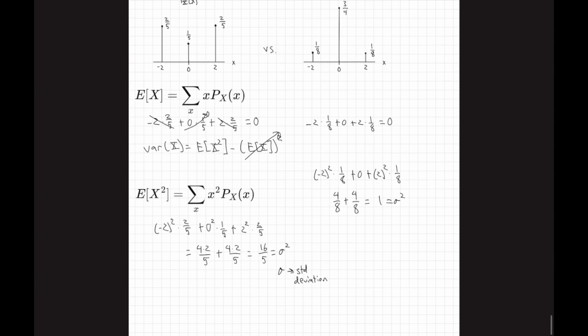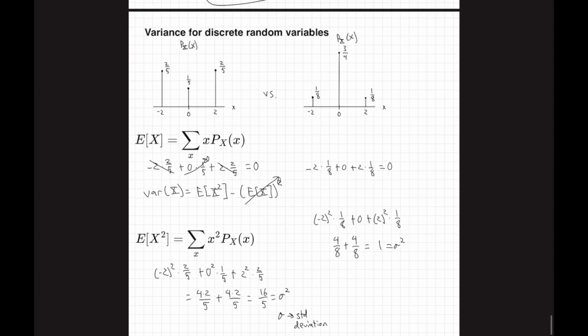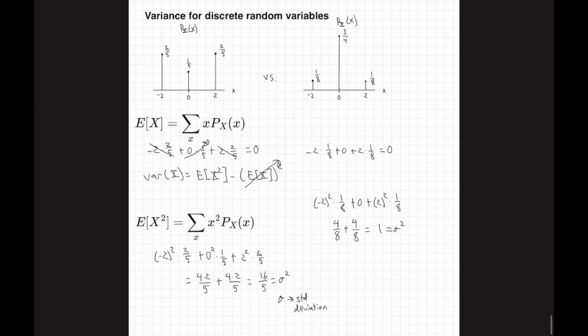So hopefully this gives you a little intuition behind variance for discrete random variables and why it's important to sometimes look into variance, as expected value doesn't always give you the full picture.